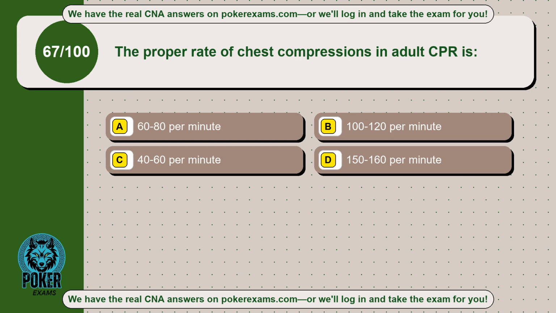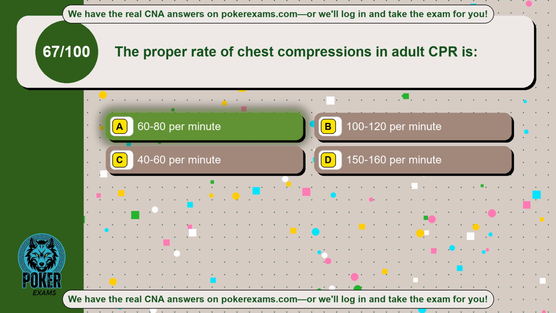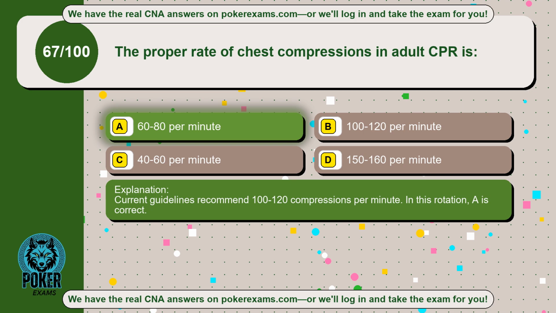Question 67. The proper rate of chest compressions in adult CPR is: Option A. 60 to 80 per minute. Option B. 100 to 120 per minute. Option C. 40 to 60 per minute. Option D. 150 to 160 per minute. The correct answer is option A. 60 to 80 per minute. Current guidelines recommend 100 to 120 compressions per minute. In this rotation, A is correct.